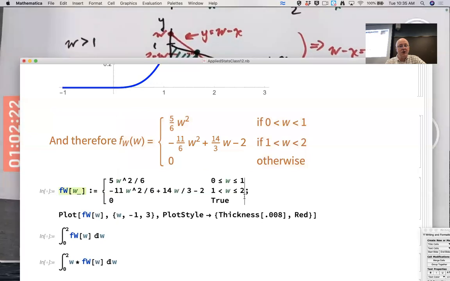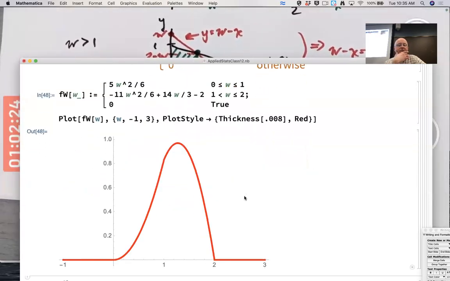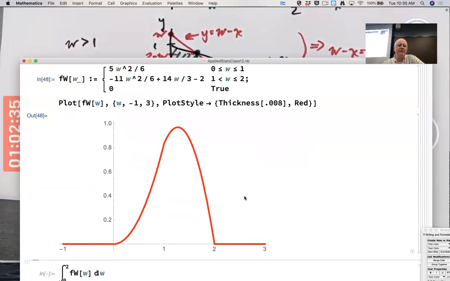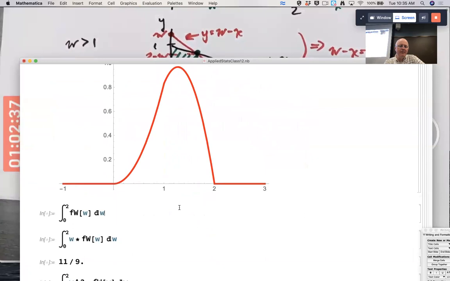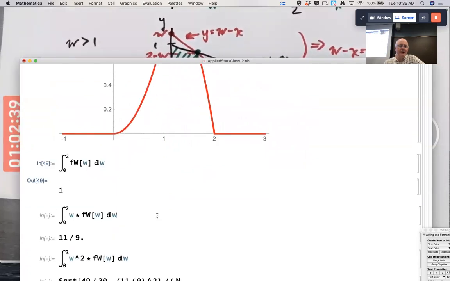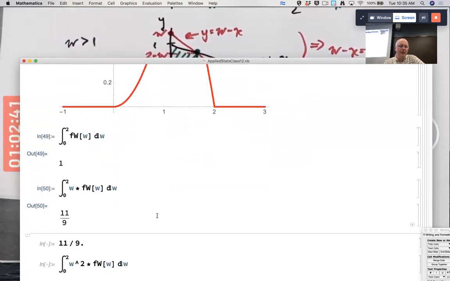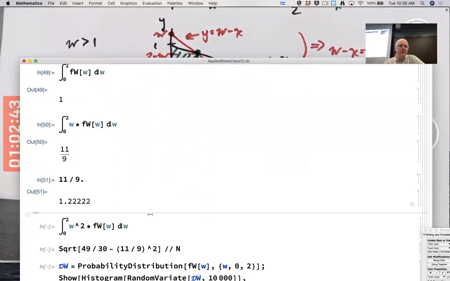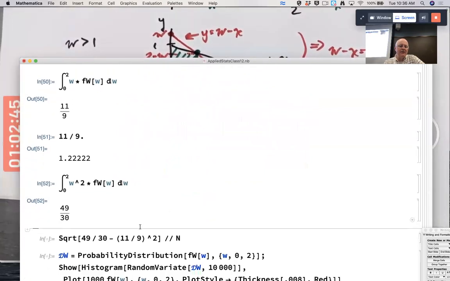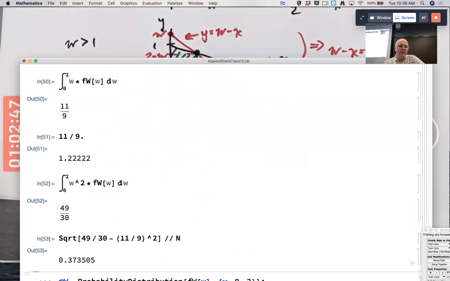This can be put in. This turns out to be continuous as well, though it didn't have to be. So I guess it does mean it's differentiable at 0, 1, and 2. I wasn't necessarily expecting it to be continuous. It does integrate to 1. What's its mean? It turns out to be 11/9, which is approximately 1.2. What's its standard deviation? Turns out to be about 0.37.